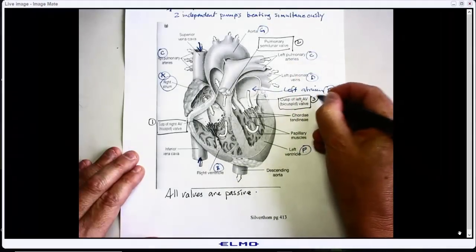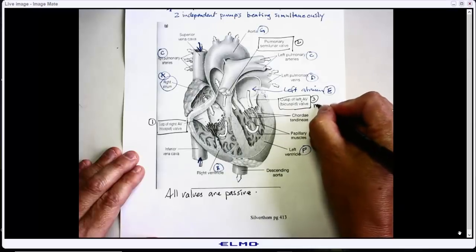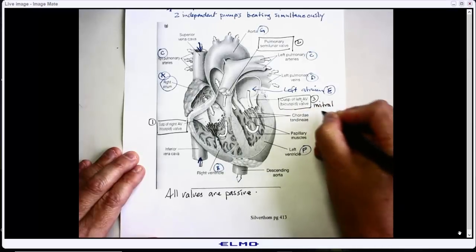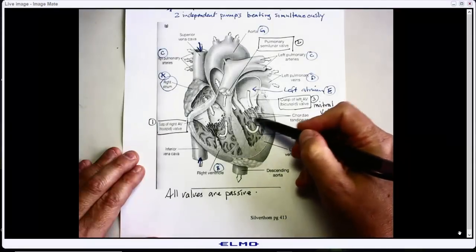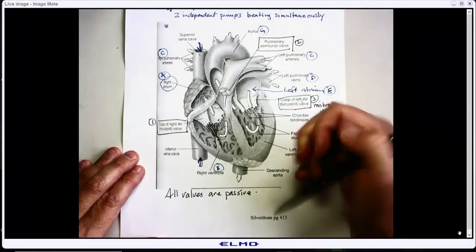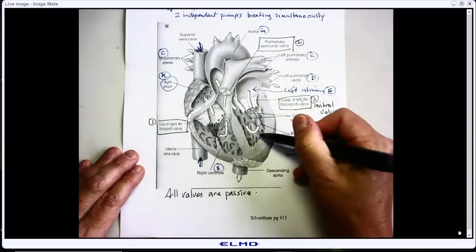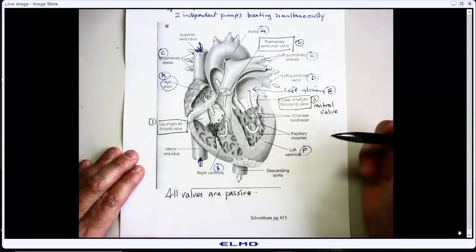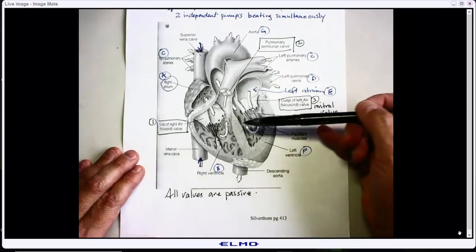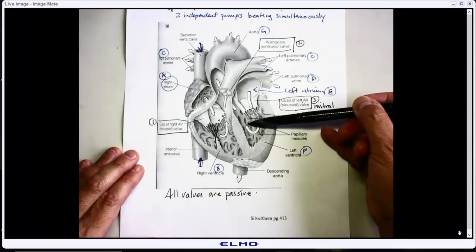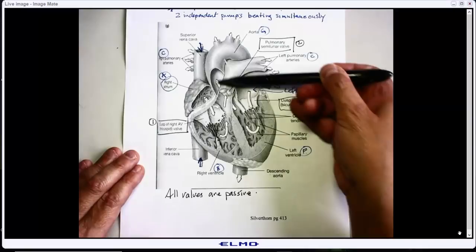3. This one is given a special name, the mitral valve. Okay, it also has this little chordae tendineae and papillary muscles hanging on, so it doesn't evert either when this left ventricle contracts.